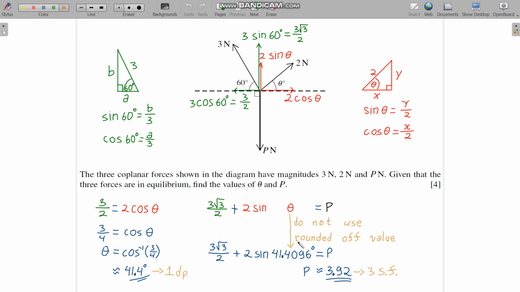Remember, we don't use 41.4 because it's an intermediate working. You want to round off only the final answer. So the best way is to use the answer button in the calculator or use the store function. Just use the calculator value. If you insist on using a numerical value, use 4SF, 5SF or more. And we express angles in degrees to 1 decimal place, and non-exact numerical values, we use 3SF.